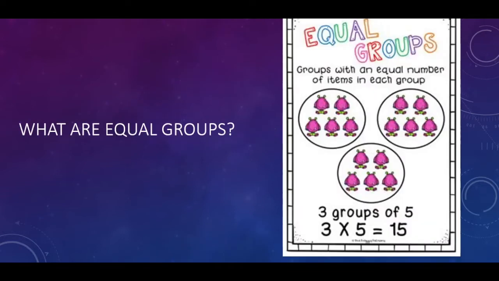So what are equal groups? Equal groups are basically just groups with an equal number of items in each group. You see in the picture, each group has 5 monsters. There are 3 groups of 5 monsters. So our multiplication sentence is 3 times 5, which equals 15.